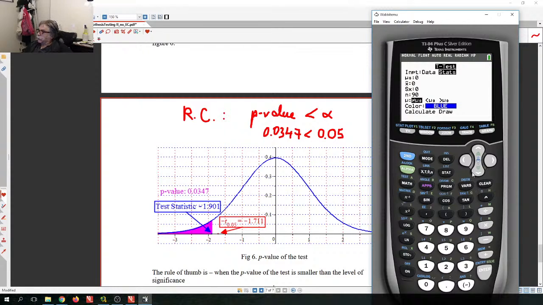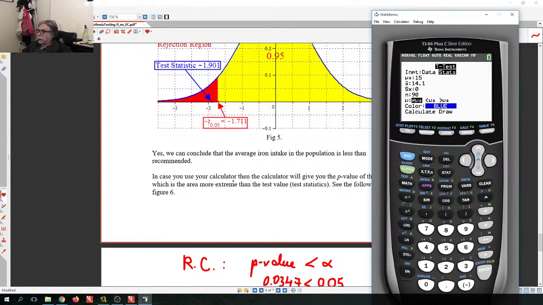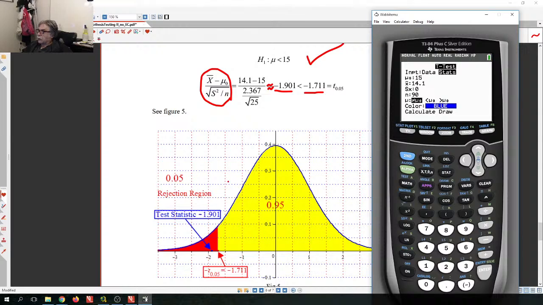And then immediately I ask you, if you have stats, what did you assume? Well, we assume 15 for the mean. What do you have from your sample? Mean of the sample, x bar, right? 14.1. The next thing I ask you, what do you have for standard deviation? Well, we had 2.367. Okay. What's your size of the sample? 25. What did you use, two tail, left tail, right tail? Well, we use left tail. So you have to select that.